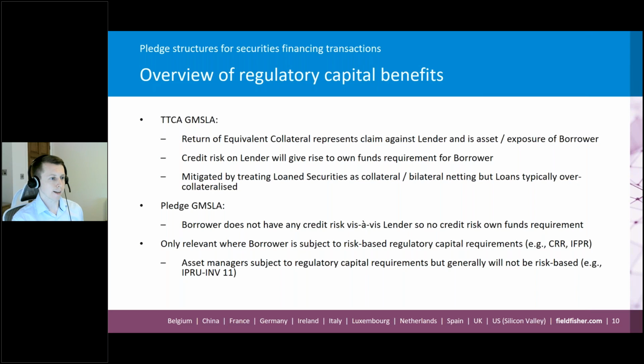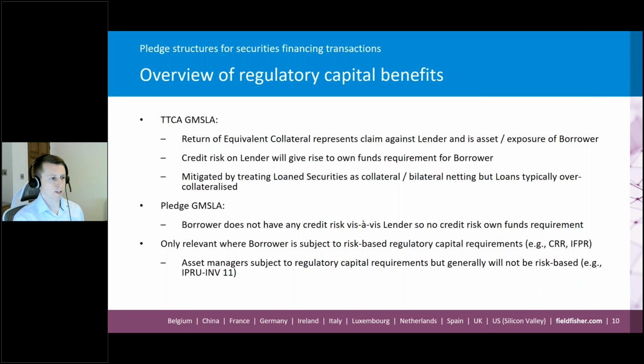Now, this exposure can be mitigated by treating the loan securities as collateral and recognizing the effects of bilateral netting in the close-out netting mechanism set out in the GMSLA. But as Jenny mentioned, stock loans and repo are typically over-collateralized. So even where you do have this ability to recognize the loan securities as collateral and netting, there's still an overall net exposure that the borrower has to the lender.